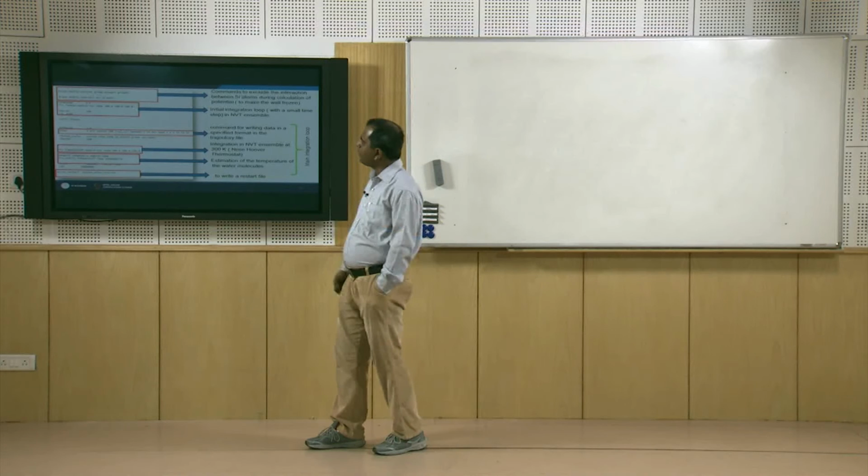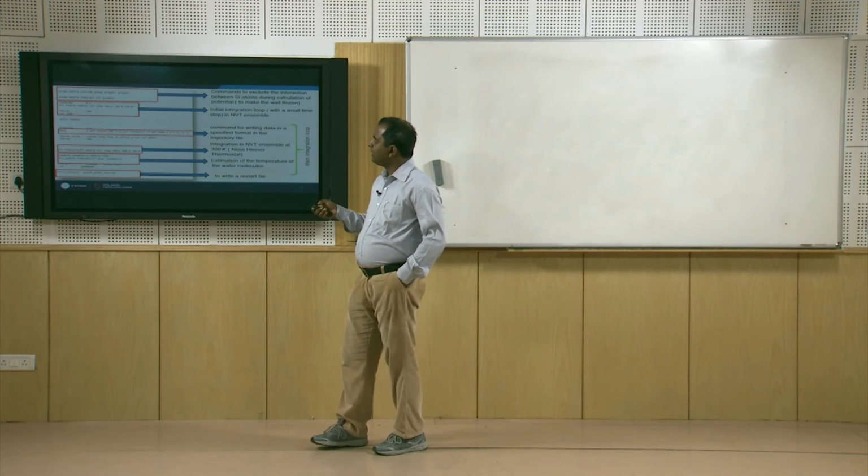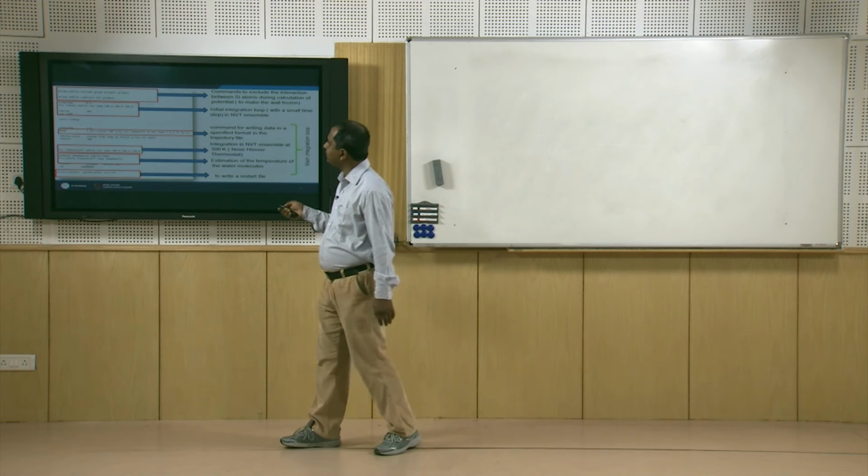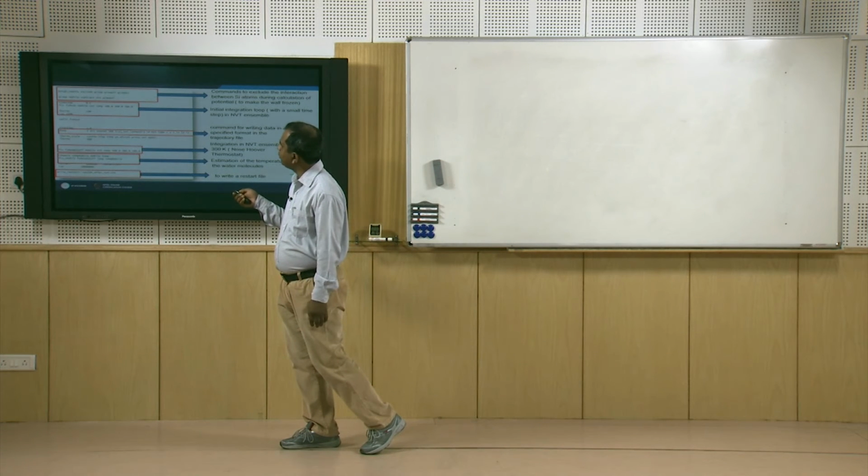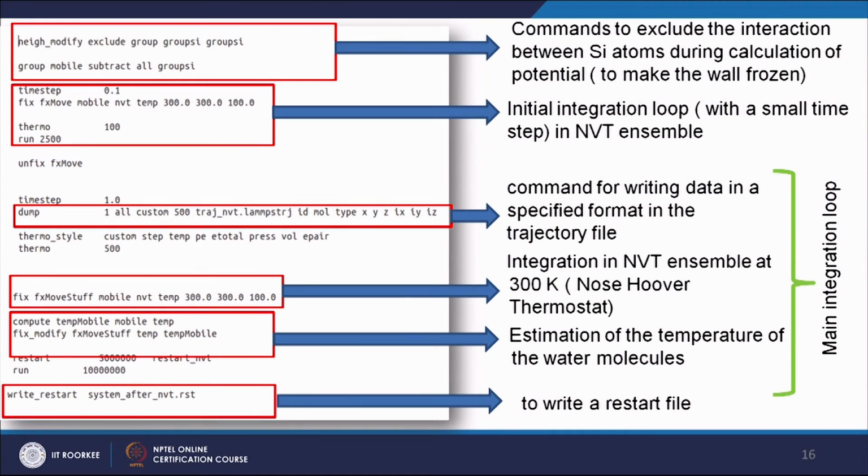Next, here we have created a domain. You see we have created a domain called SI group, the silicon group, and we have excluded this silicon group from the whole group. So we are not considering the movement of the silicon over here. And then we have given the instruction for running the simulation.